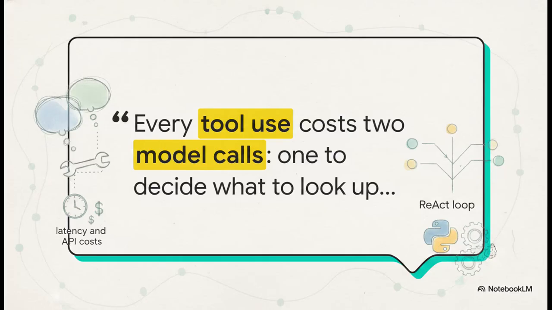But I do need to give you a critical reality check here, and it's highlighted perfectly by the source material. Every tool used costs 2 model calls, one to decide what to look up, one to interpret the result. I really want to emphasize this for anyone building real-world applications. This React loop is incredibly powerful, but because it requires 2 distinct trips to the language model per tool use, you have got to factor this into your thinking about latency and API costs. Because nobody wants a massive surprise cloud bill at the end of the month, right?